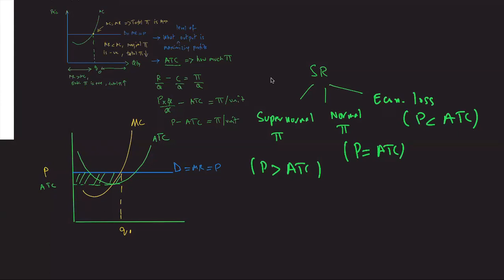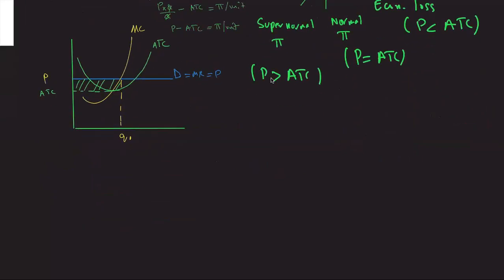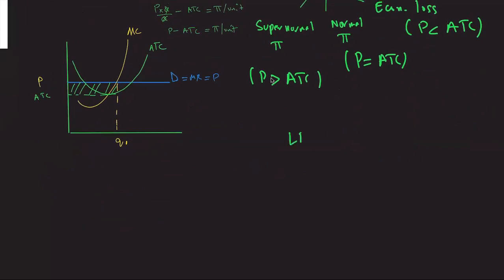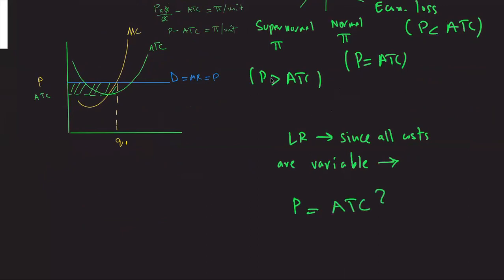So then we talk about, guys, that in the long run, however, since all costs are variable, we can say the price has to be equal to ATC for firms to stay in the business.